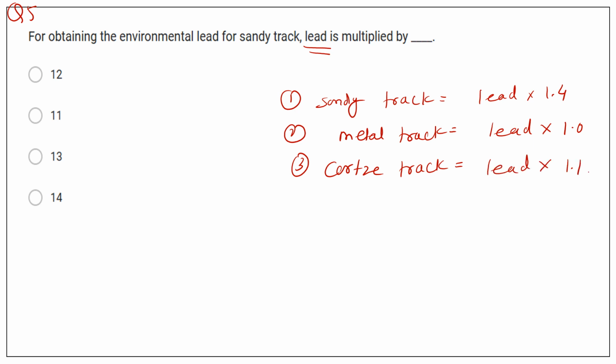Here for the sandy track, the lead is multiplied by 1.4. So here the decimal point is missing. So here the options are: first is 1.1, second is 1, first is 1.2, second is 1.1, third is 1.3, and last one is 1.4. So here option number 4 is correct. The next question.